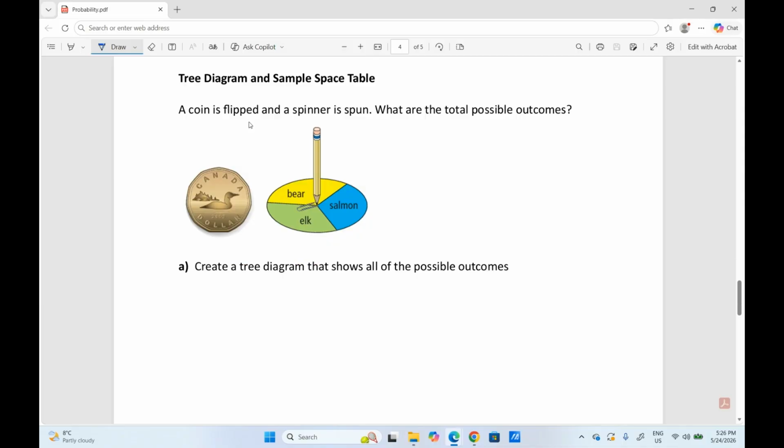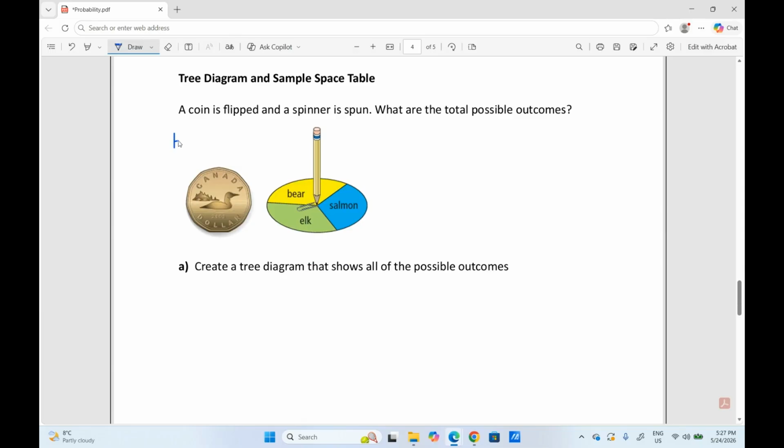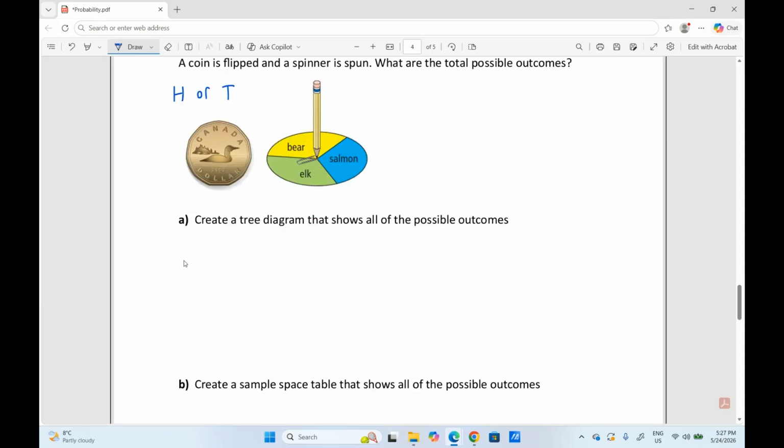A coin is flipped and a spinner is spun. What are the total possible outcomes? So for the outcomes of a coin, I could either get heads or tails, right? So to create my tree diagram, I'm going to go H for heads, or I can just write it out here, heads, or I get tails.